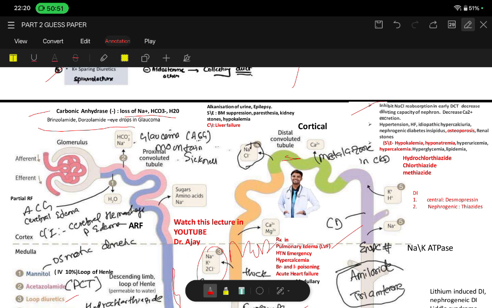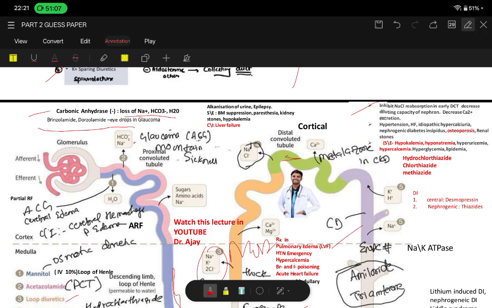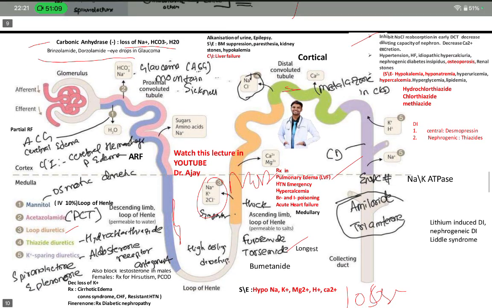Next, tell me, thiazides are also used in nephrogenic diabetes insipidus. And an example of thiazide-like drugs is metolazone. It is used in the case of your CKD. So that's what you have to know, okay?